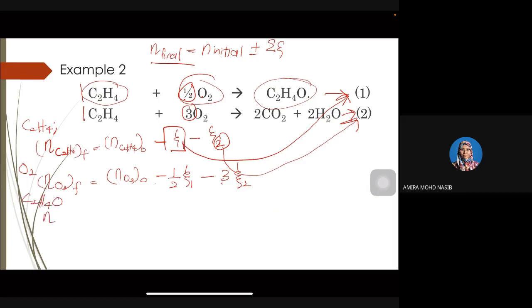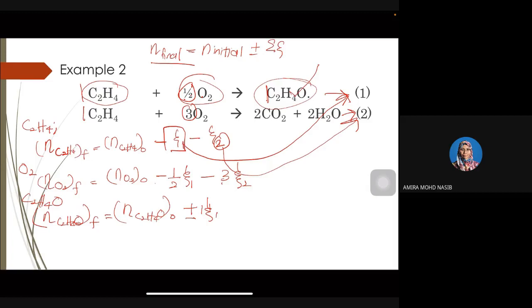Okay, we see for the ethylene oxide, C2H4O, the final moles of C2H4O final equal to moles of C2H4O initial plus 1 extent of reaction 1. Why plus? Because it's a product. Why 1 in front? Because your coefficient is 1 from your chemical reaction for the first.